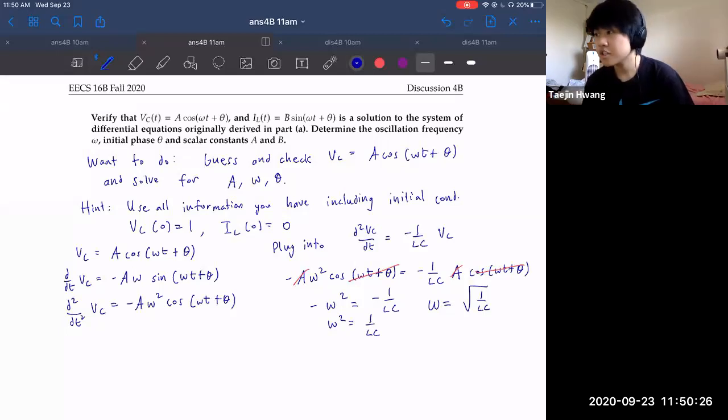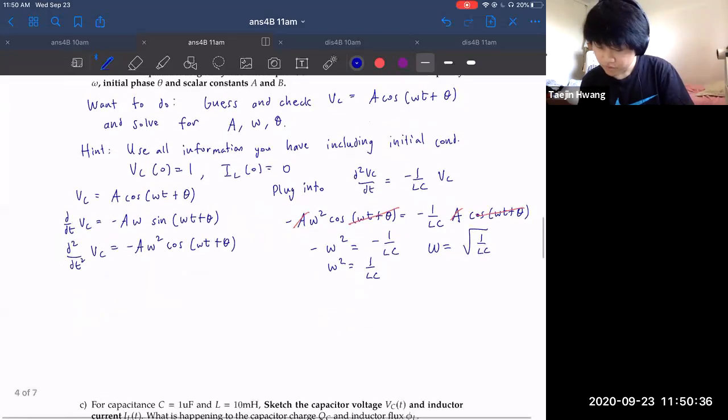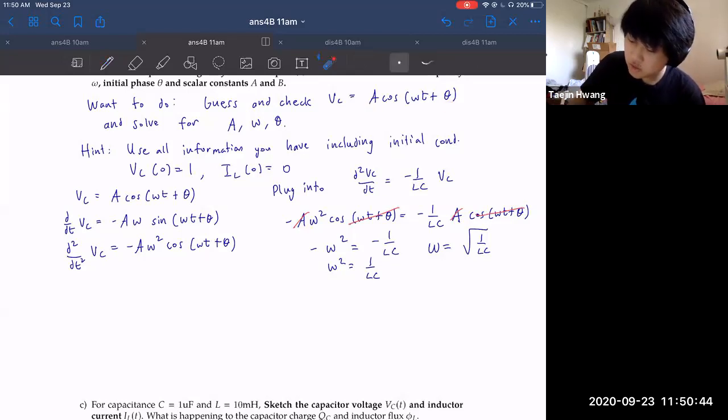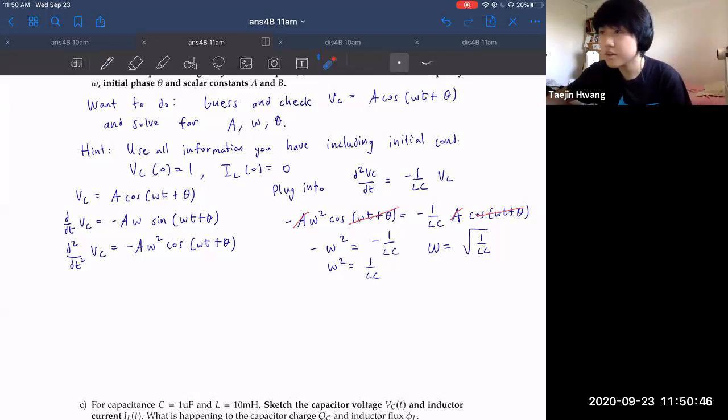And you could take the positive or the negative case, the answer in the end is going to be the same. So that's that. And then we need to do a couple more steps now. We figured out what omega is, but we also need to figure out what A and theta are. So any ideas on what to do now?